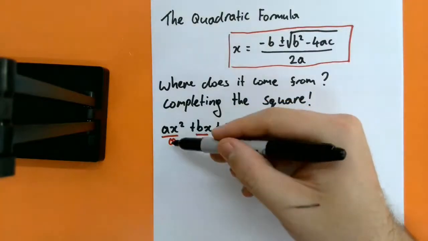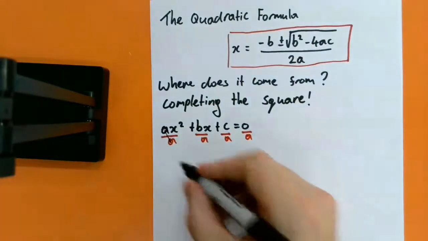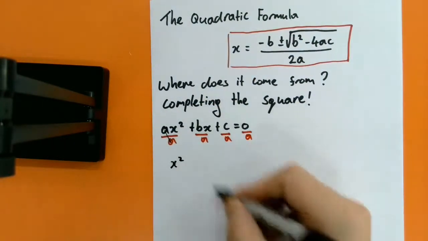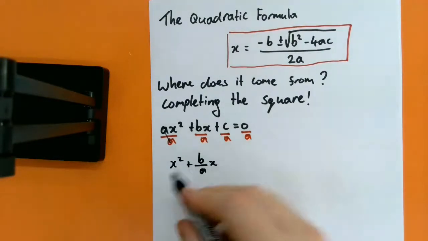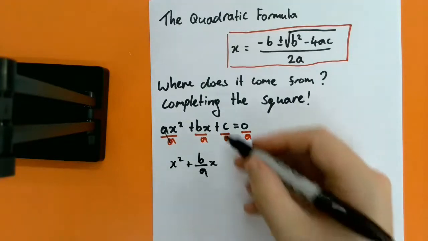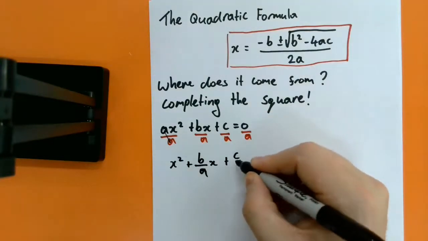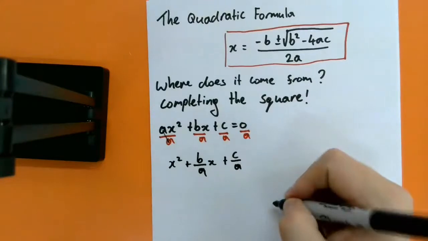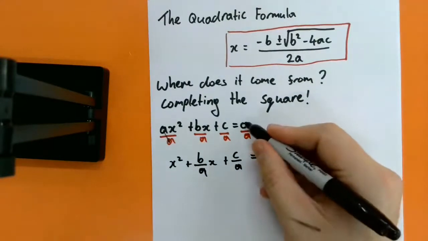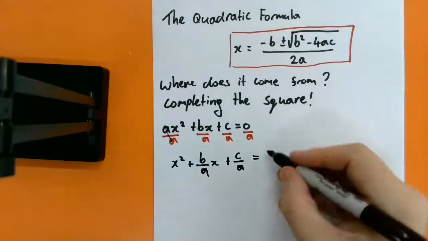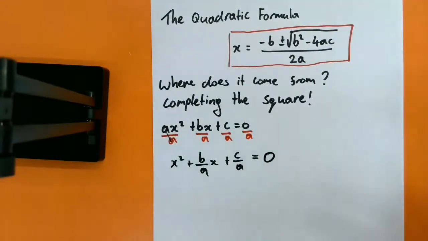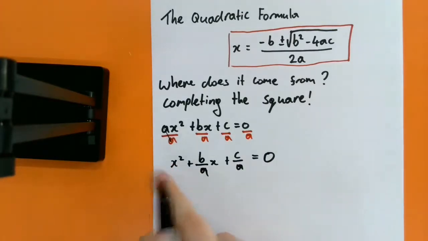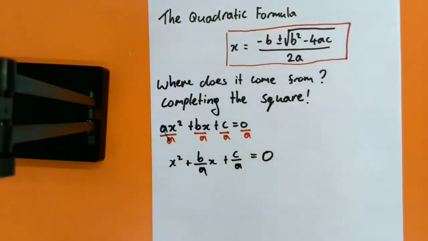You'll notice here, a divided by a is going to cancel and leave us with just x squared. b over a is going to remain the same. So we have x squared plus b over a x, plus c over a, just coming down from there. You'll also notice 0 divided by a is still just 0. That doesn't actually change our answer. Okay? Now we have a nice quadratic equation that we can work with where the coefficient of x squared is 1, so we can begin to complete the square.